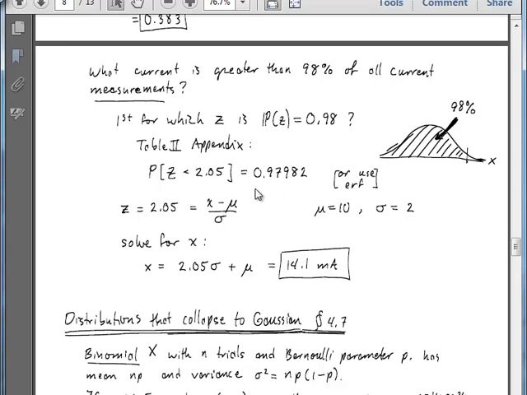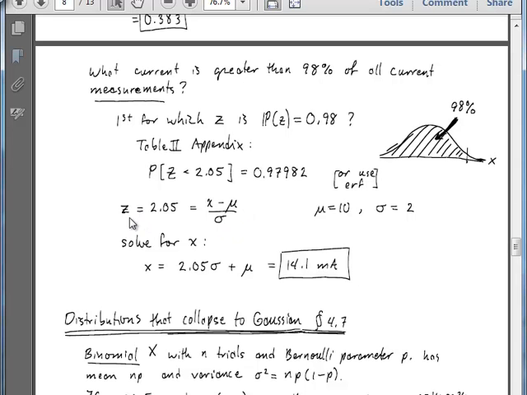And the closest I could get in the table was that the probability z less than 2.05 is equal to 0.97982. Pretty good. Okay, we could use the error function. It does have an inverse, and we would be able to use that to find this value. But anyway, that's good enough for our purposes. And so we have z equals 2.05. We have to convert that now to specific values of the current using the known mean and standard deviation for this variable.